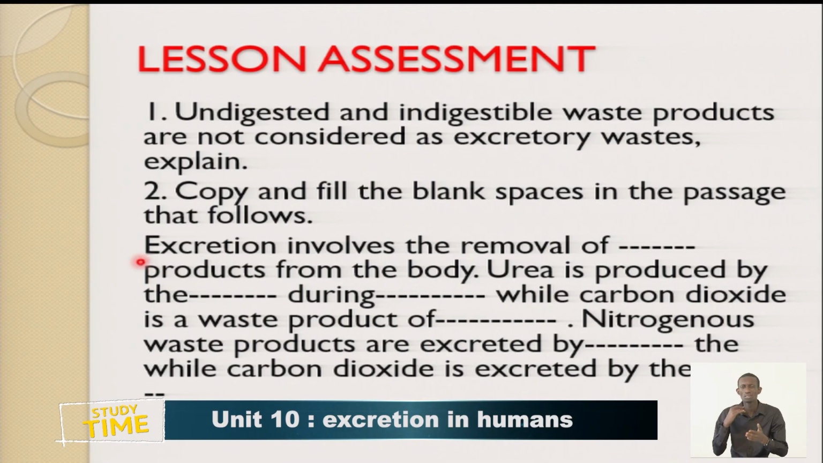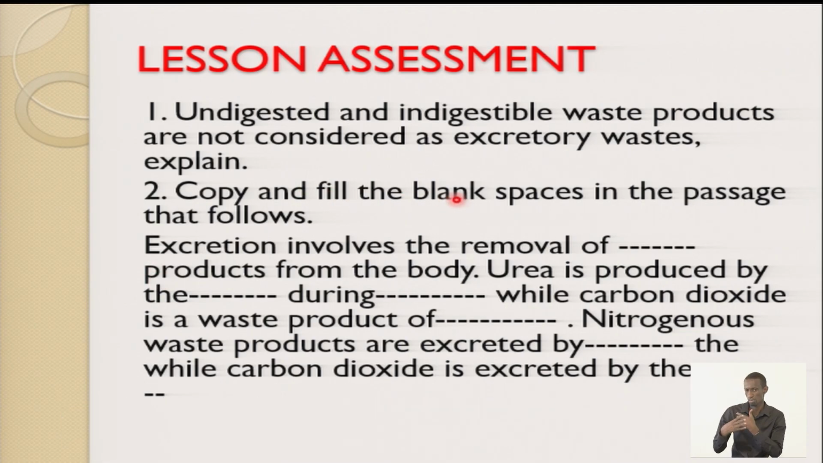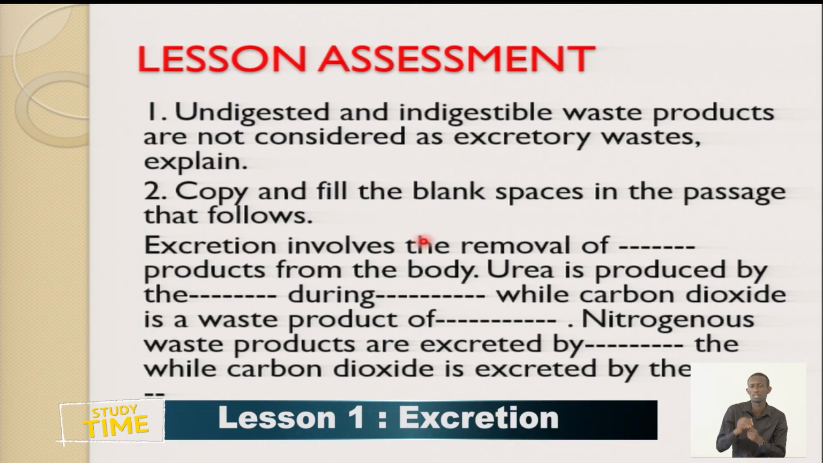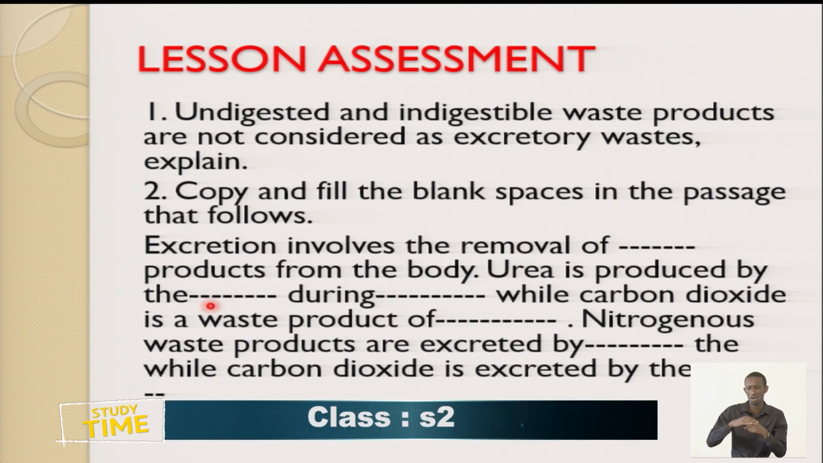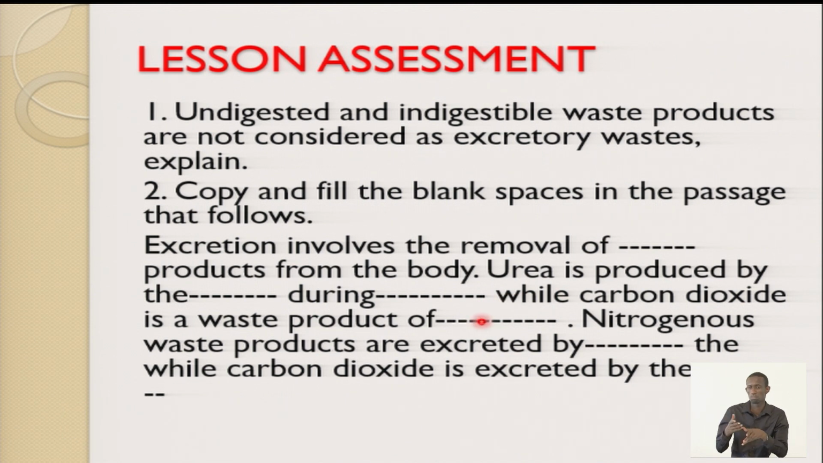Number 2, copy and fill the blank space in the pages that follow. 1, excretion involves the removal of waste products from the body. Urea is a product made by the dash. During dash, carbon dioxide is a waste product of dash, nitrogenous waste products are excreted by dash. The whale, carbon dioxide is excreted by dash.